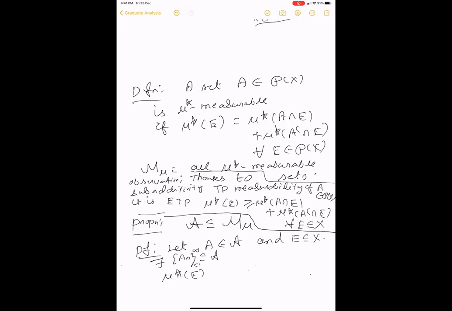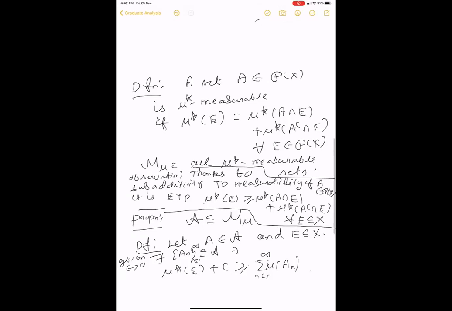Given epsilon greater than 0, there exists a collection AN such that mu star E plus epsilon is greater than or equal to the summation n equal to 1 to infinity of mu of AN. Correct? So that's the definition of infimum. Mu star E is defined as the infimum of some collection. By the definition of infimum, this is true.